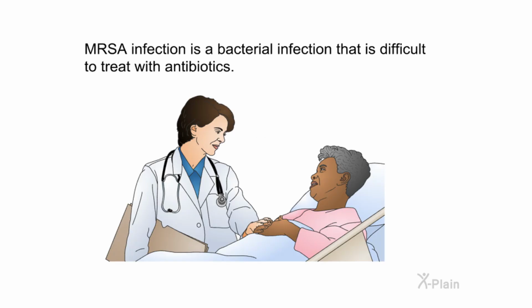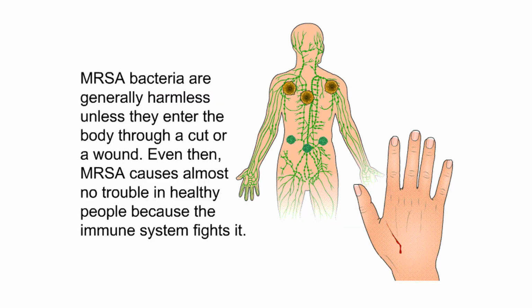Summary. MRSA infection is a bacterial infection that is difficult to treat with antibiotics. MRSA bacteria are generally harmless unless they enter the body through a cut or a wound. Even then, MRSA causes almost no trouble in healthy people because the immune system fights it.